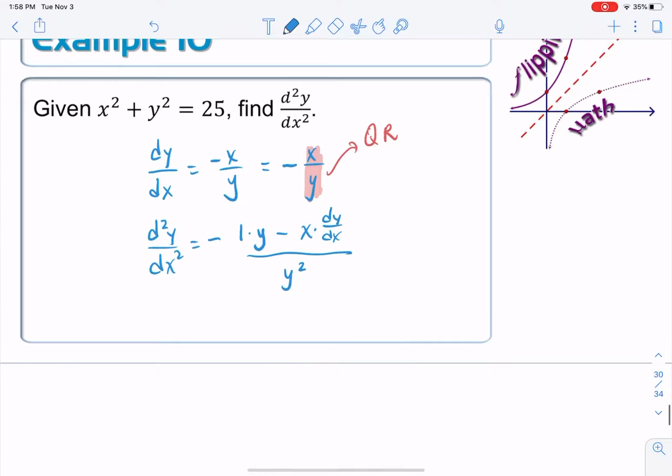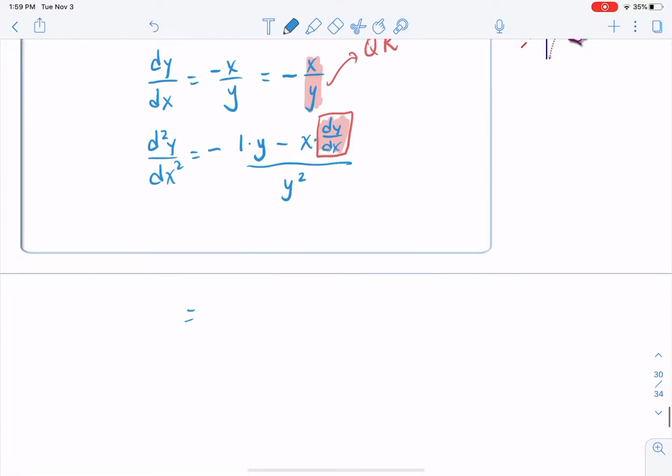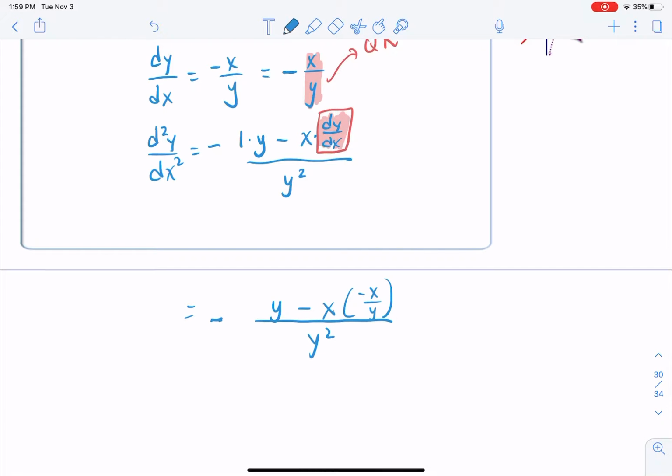Okay, so here is that thing that we have to do whenever we have the first derivative embedded inside of the second derivative. We've got to replace it. So let's substitute that back in there. And I'm going to have a negative out front of this fraction: y minus x times, and then the first derivative was negative x over y, all over y squared.